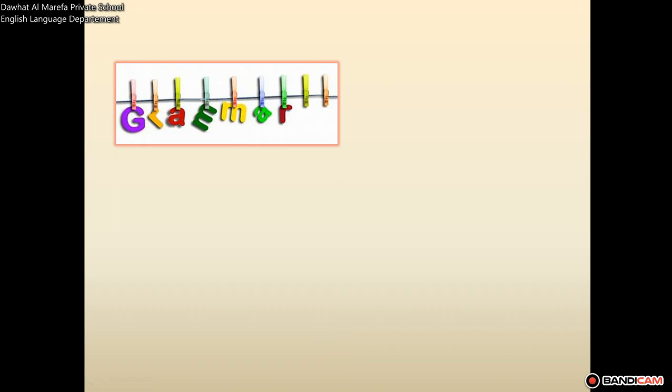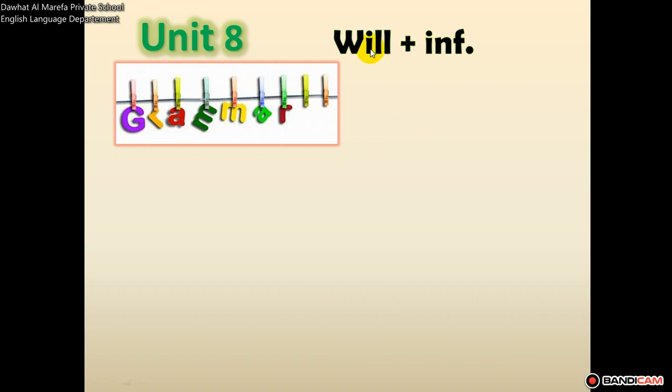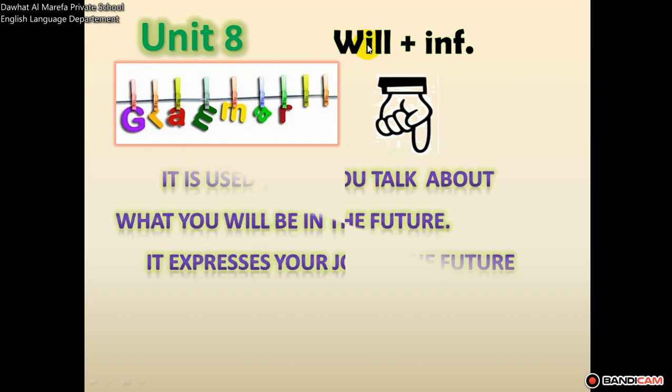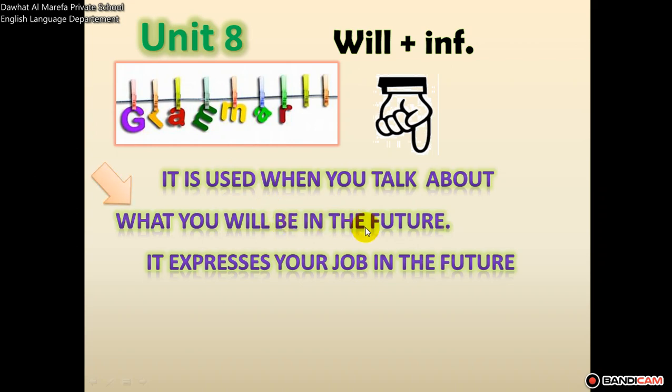Now let's turn to grammar. In Unit 8, you have will plus infinitive. We didn't use it before. This will plus infinitive has a special usage when we use this word will. It's used when you talk about what you will be in the future and to express your job in the future. So when I ask you what will you be in the future, you say I will.